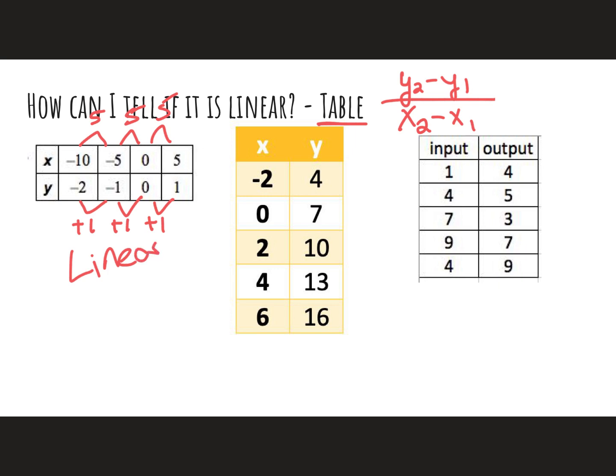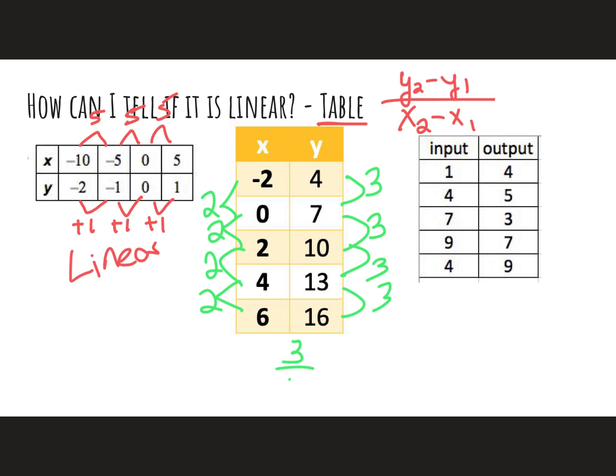This next one, again, I'm looking for my change in y. I'm jumping by 3, by 3, by 3, by 3 here. On the x side, I'm increasing by 2, by 2, by 2, by 2. So this one is linear. It's got a slope of 3 over 2. The one over on the left had a slope of 1 over 5. There's change in y over change in x. So when you see them written horizontal like this, make sure that you remember that y still goes on the top.